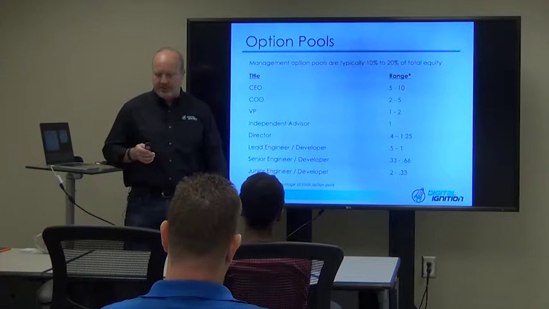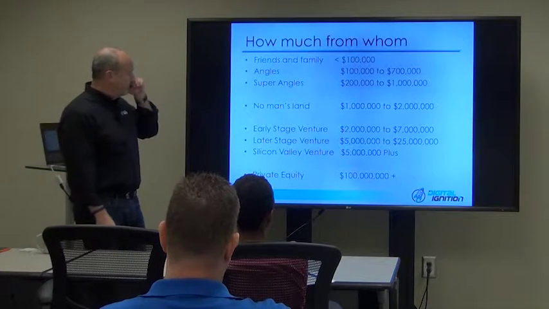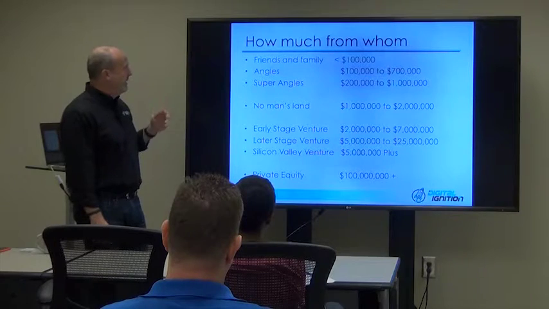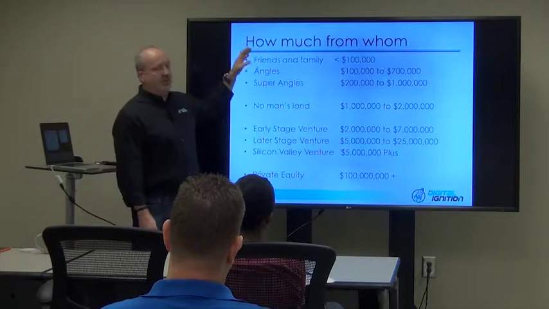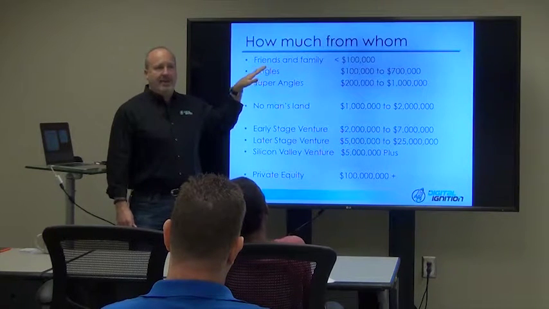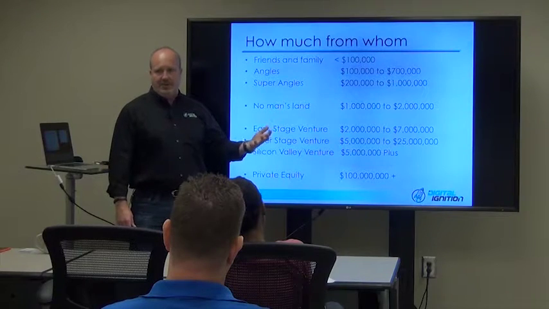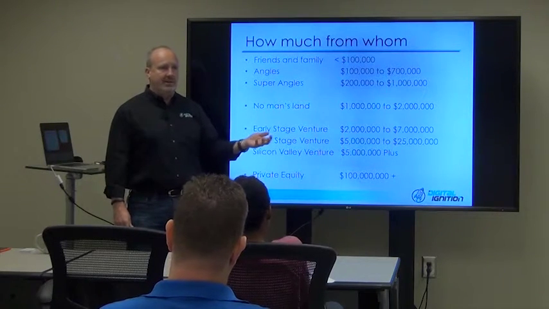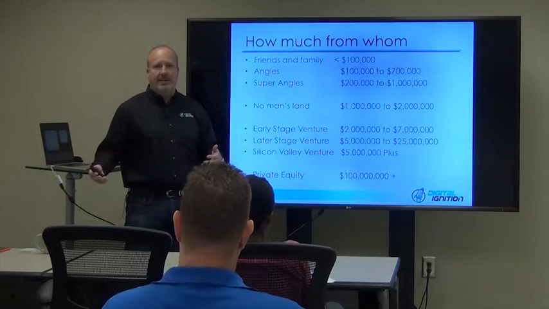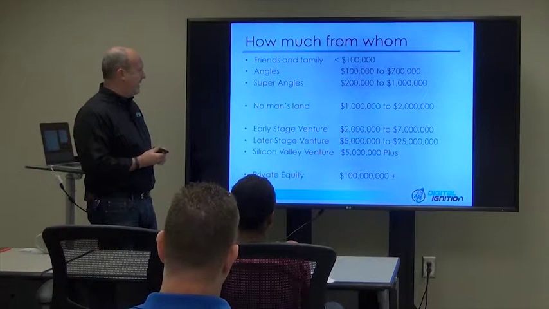It could be serious salespeople. It could be other important members of the team. So this is how much from whom. This is kind of the range of things you get. I've seen people raise more than $100,000 from friends and family, and that's fine. But again, make sure you're keeping in mind what that means for your family. If you've got a rich uncle that's going to give you $100,000, and that's going to set a valuation, when you go raise a real round, he's going to get pushed down. You just need to take that into account.